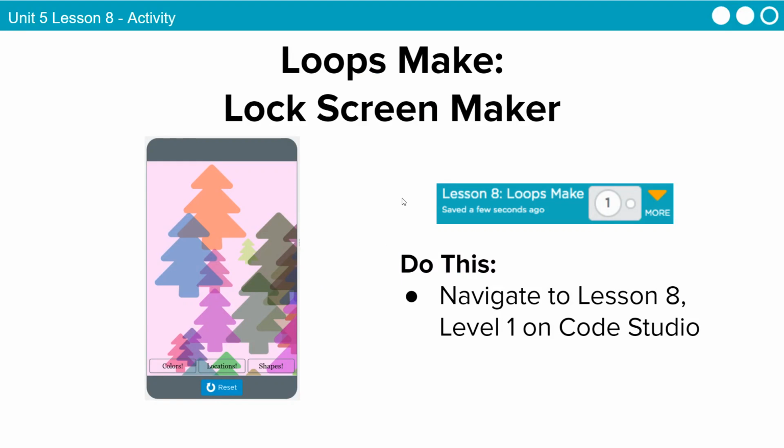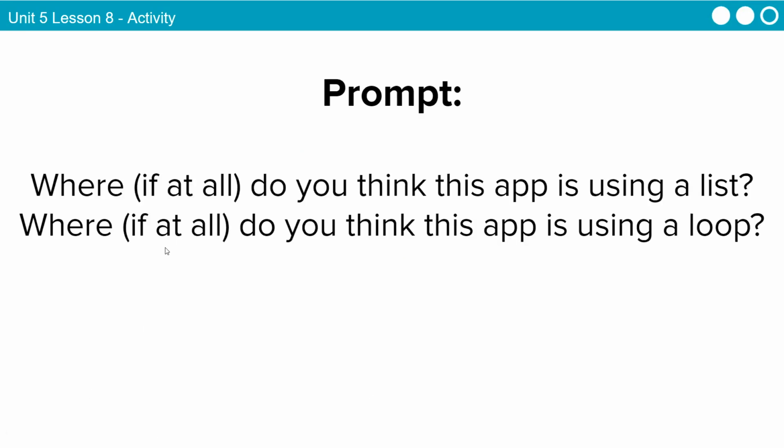So the activity is to go to the lock screen maker and play around with it. Navigate to Lesson 8, Level 1 on Code Studio. When I show you the app, think about these questions. Where, if at all, do you think this app is using a list? Where, if at all, do you think this app is using a loop?